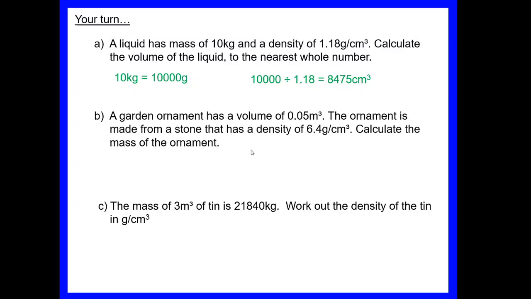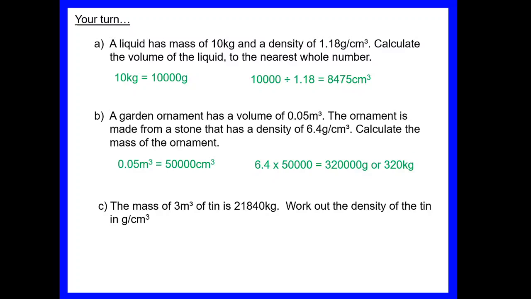For the next one then, again, let's check our units. So we've got metres cubed here, but we've got centimetres cubed here. So we're going to need to make sure we change our metres cubed into centimetres cubed before we do any multiplying or dividing. So 0.05 metres cubed then. So we're going to multiply that. Remember, we've got centimetres cubed, we've got to multiply it by 100, then 100, then 100 again. So that's 50,000 centimetres cubed.